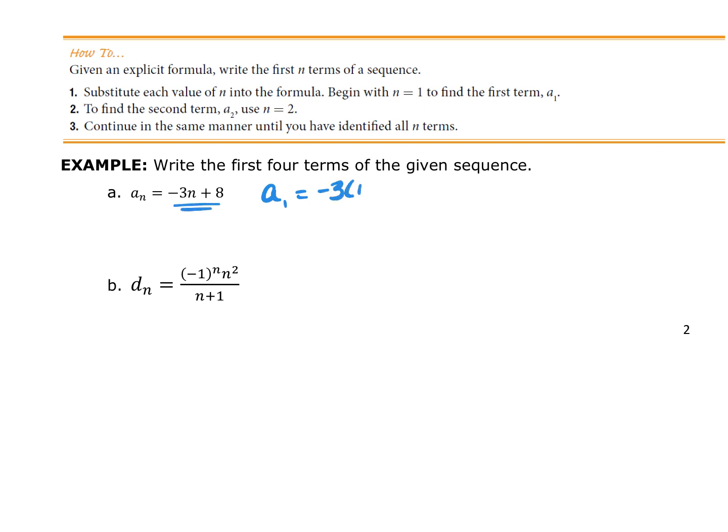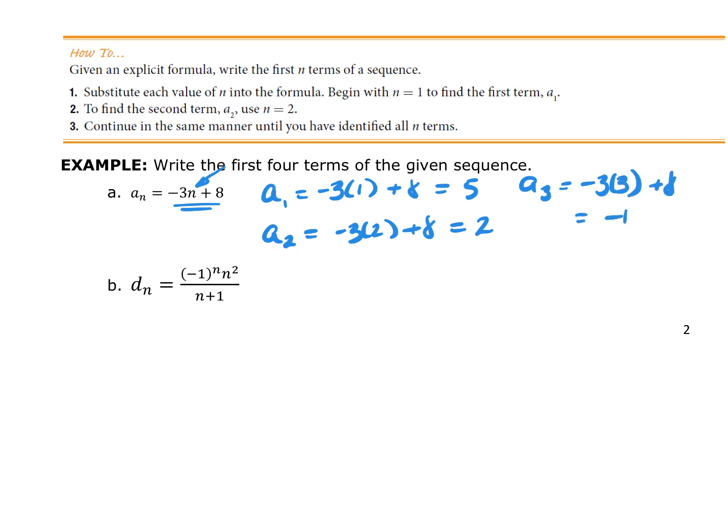So I have negative 3 multiplied by 1 plus 8. This gives me negative 3 plus 8, which is 5. A sub 2 is negative 3 multiplied by 2 plus 8. So I have negative 6 plus 8, which is 2. A sub 3, and again, notice that where I have the input is 3, I'm going to replace that in the closed or explicit formula with the number 3. So negative 3 multiplied by 3 plus 8. So this is going to give me negative 1. And then my last one, which is a sub 4, so I have negative 3 multiplied by 4 plus 8. This gives me negative 12 plus 8, which gives me negative 4.